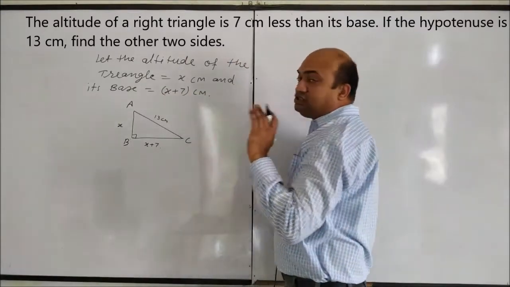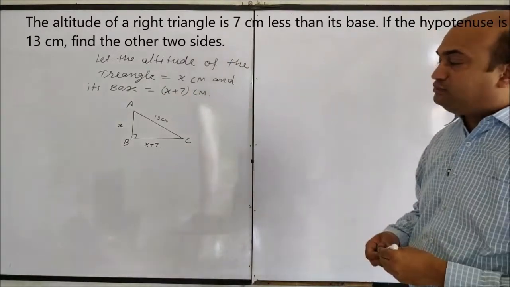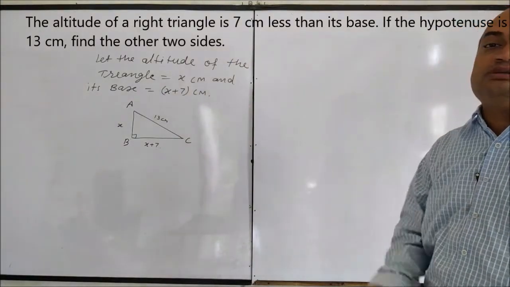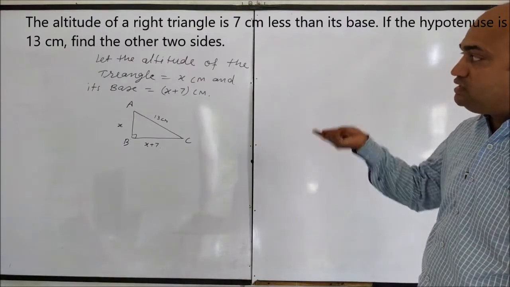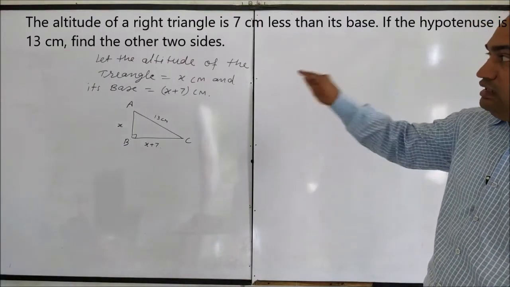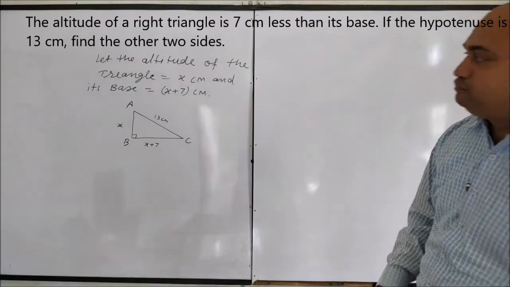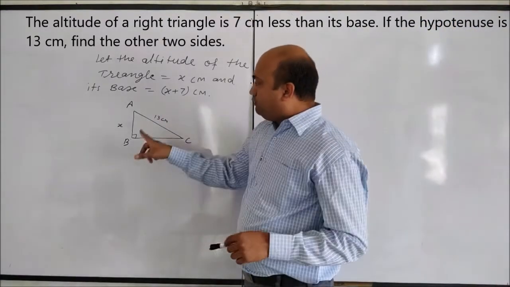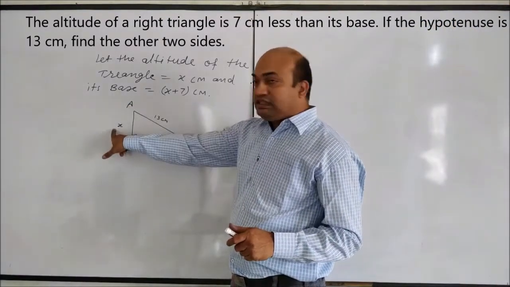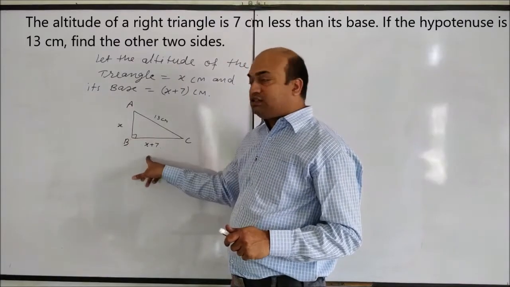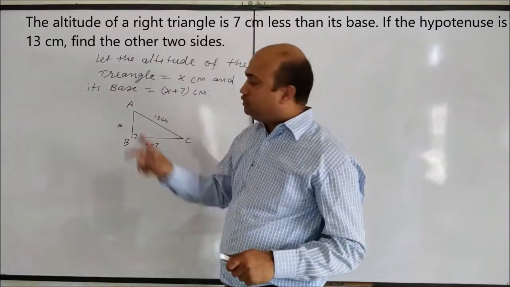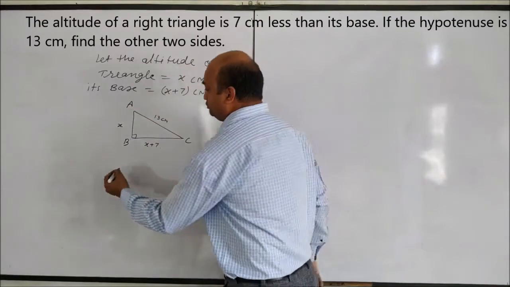You see, altitude is 7 centimeter less, then base will be 7 centimeter more. So we add 7 to the altitude to get the base. Now we will have the altitude as x, base as x plus 7, and hypotenuse 13. So here we apply Pythagoras theorem.